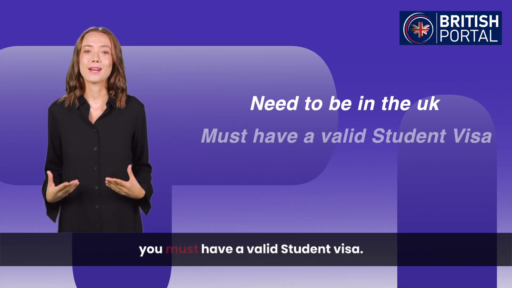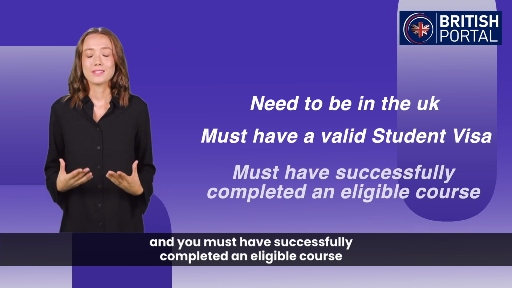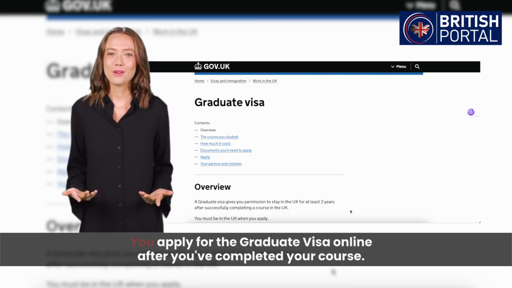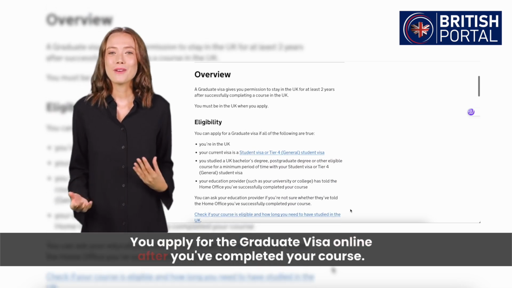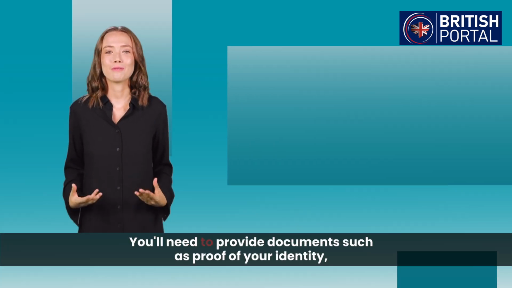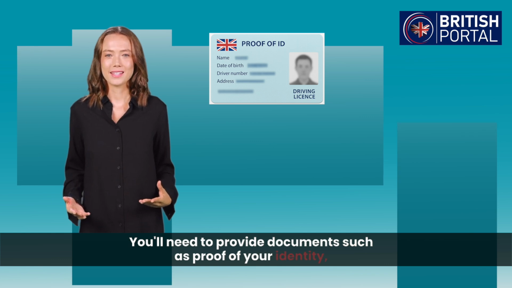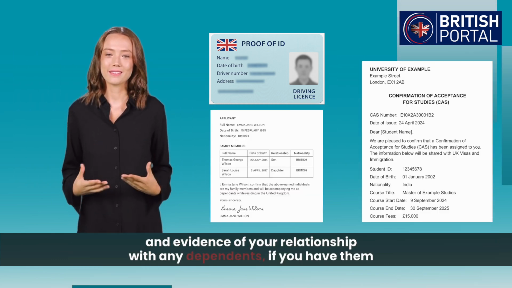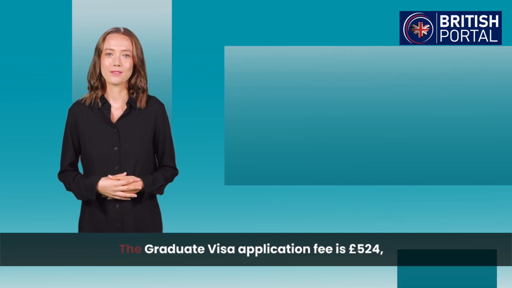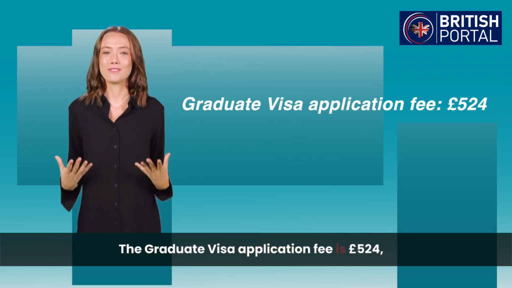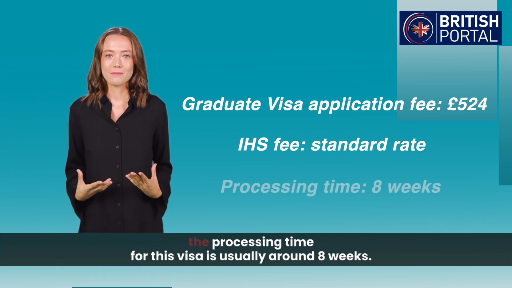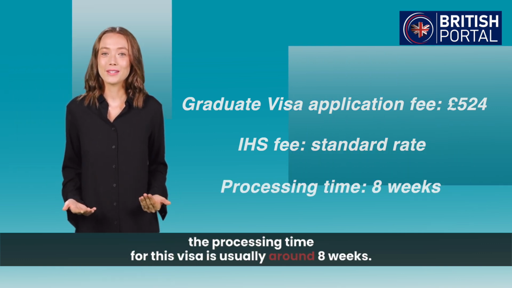To be eligible, you need to be in the UK, you must have a valid student visa, and you must have successfully completed an eligible course at a UK higher education provider. You apply for the graduate visa online after you've completed your course. You'll need to provide documents such as proof of your identity, your CAS reference number, and evidence of your relationship with any dependents, if you have them. The graduate visa application fee is £524, and you'll also need to pay the IHS at the standard rate. The processing time for this visa is usually around 8 weeks.